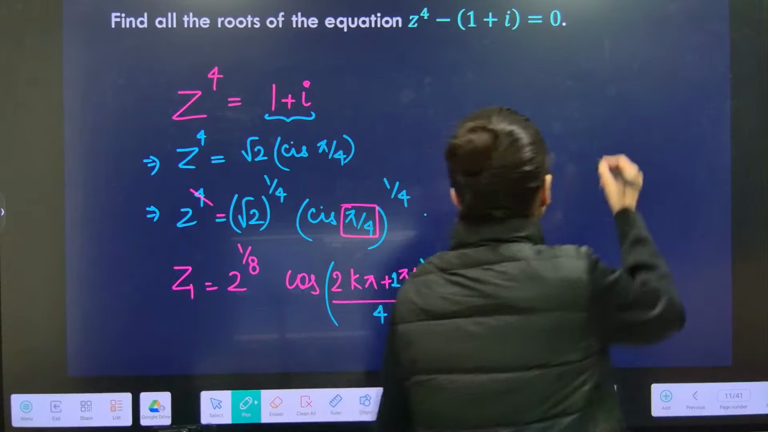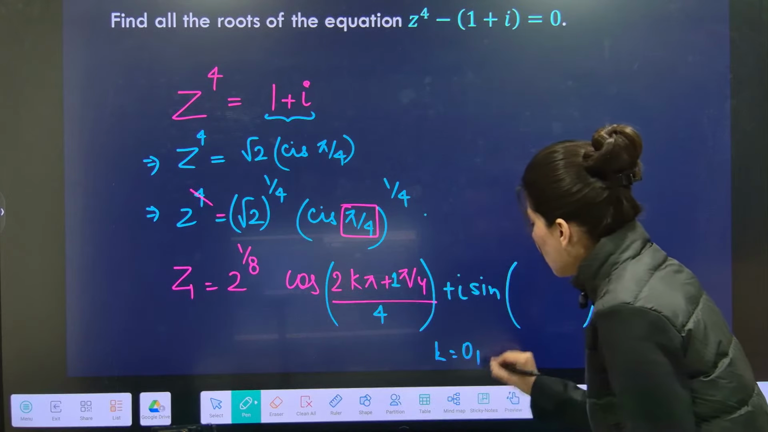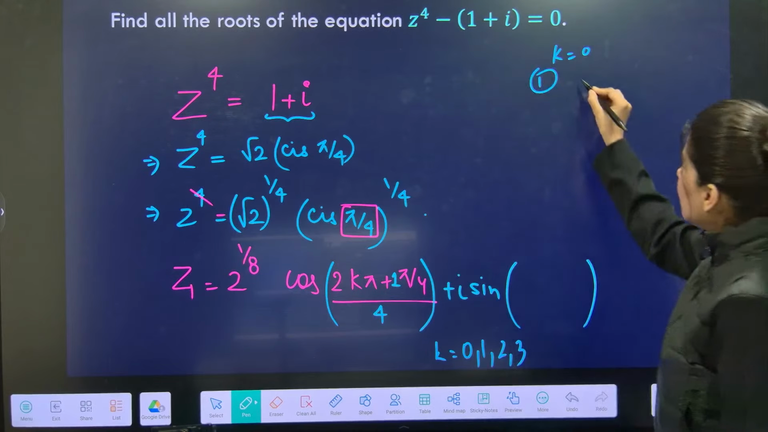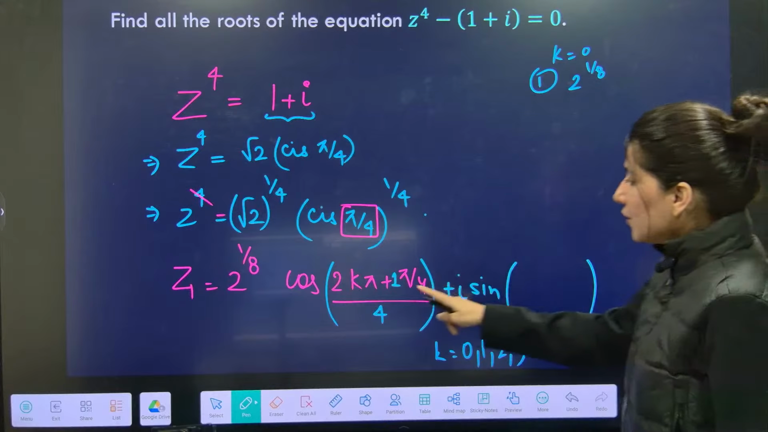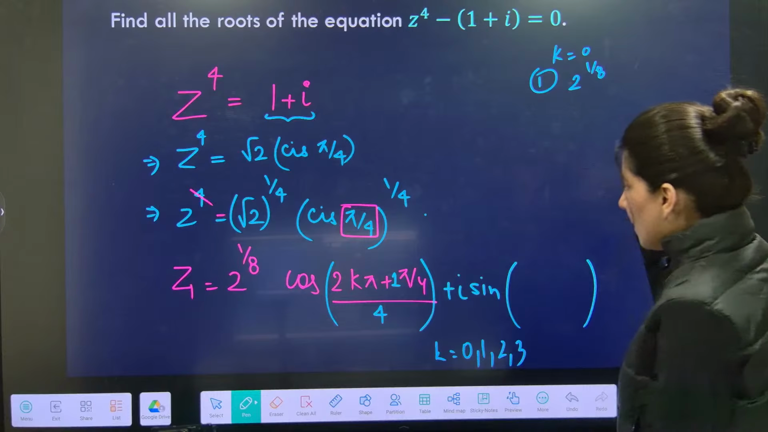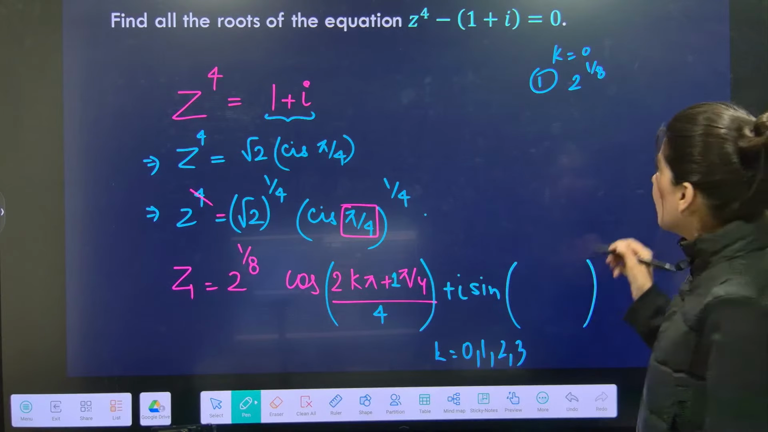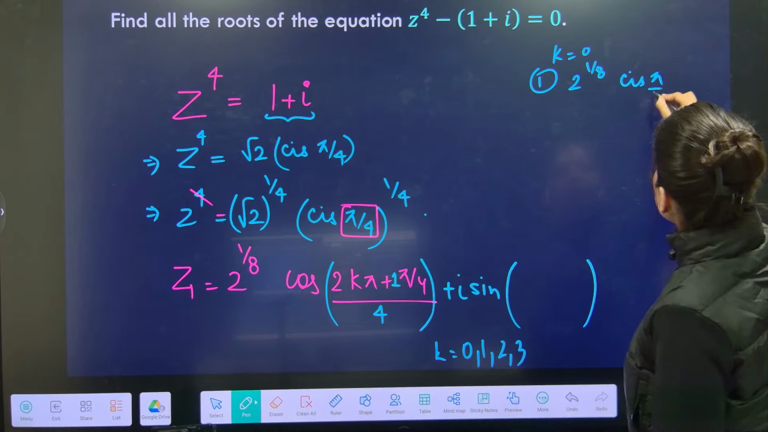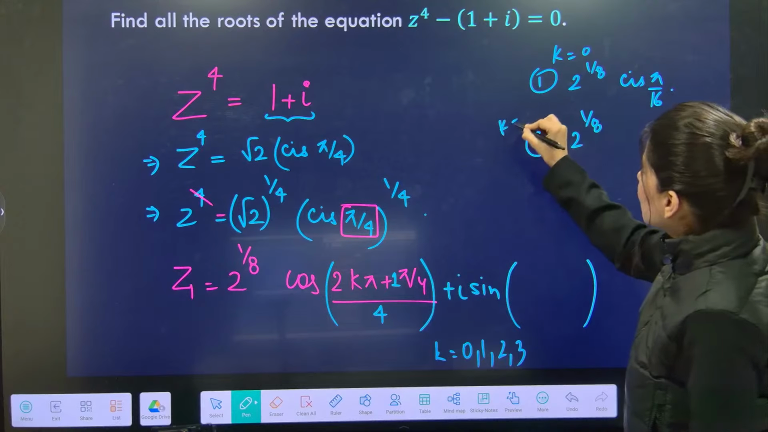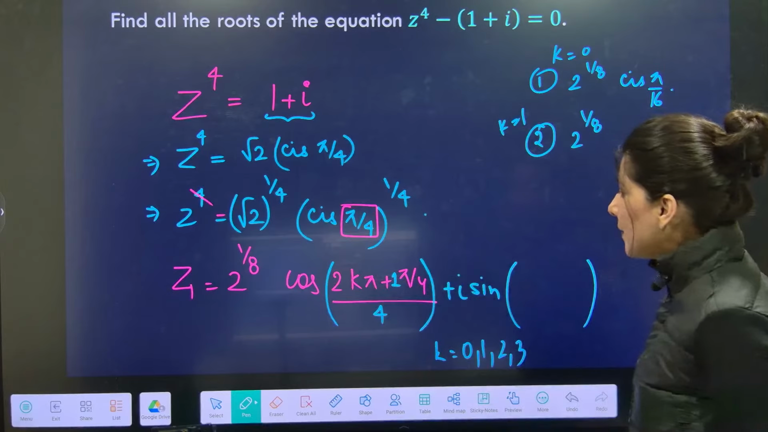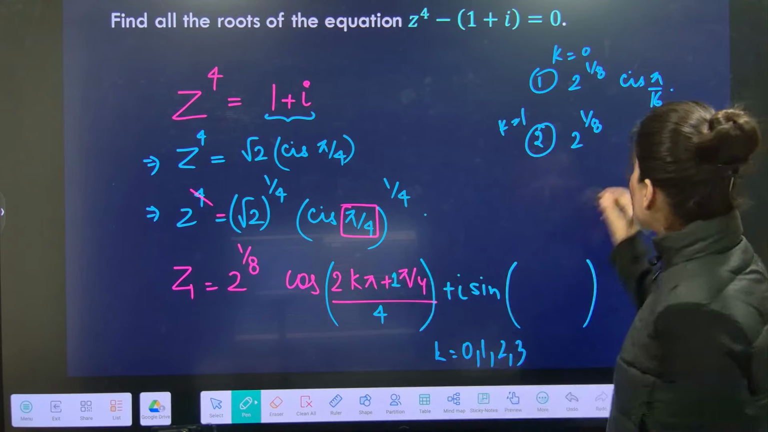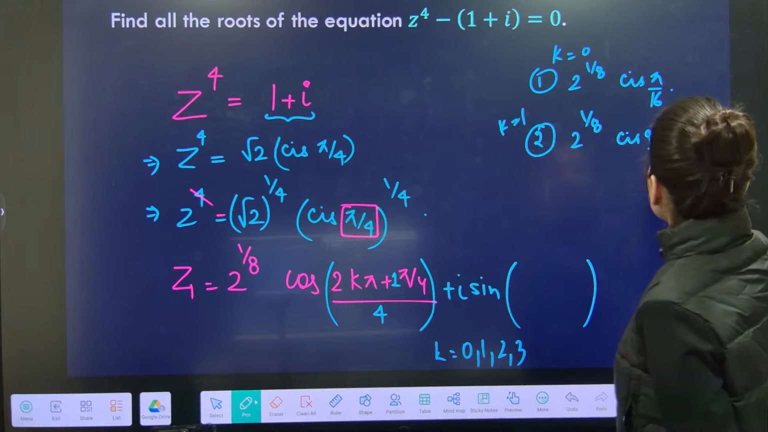Now start putting k equal to 0. k will be 0, 1, 2, 3. So k equal to 0 will give you one solution: 2 power 1 by 8, cos pi by 16 plus iota sine pi by 16, so cis pi by 16. Second, 2 power 1 by 8, if you put k equal to 1: 2 pi plus pi by 4, which gives 9 pi by 16. So cis 9 pi by 16.